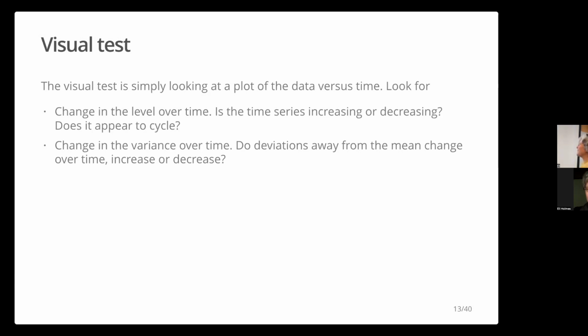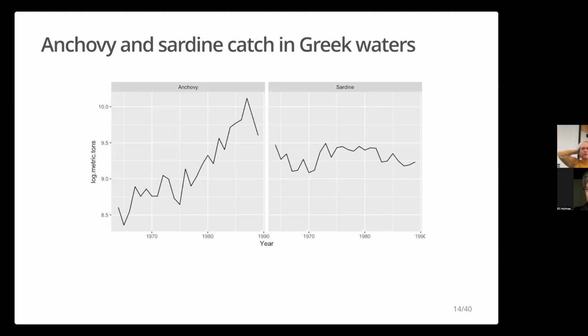So, and that will often make it obvious whether or not the data are stationary. You're looking for change in the level over time, like the mean, and the change in the variance. So let's look at some real data. Looking at this, I can't say that's not stationary. Looks like that definitely could be.